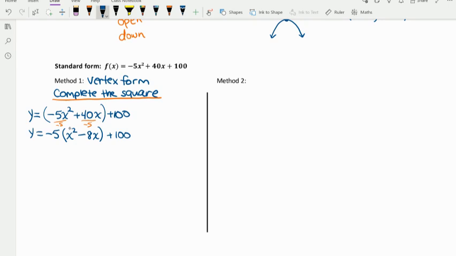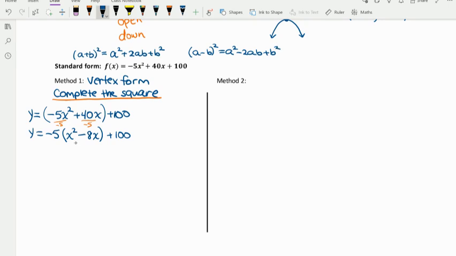Now I'd like to turn this bracket into a perfect square. Remember, a perfect square looks like this. (a + b) squared will give you a squared plus 2ab plus b squared. Or you could have the negative version, (a - b) squared equals a squared minus 2ab plus b squared. Remember, that's just the general formula.